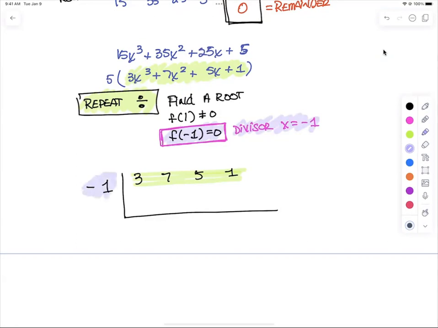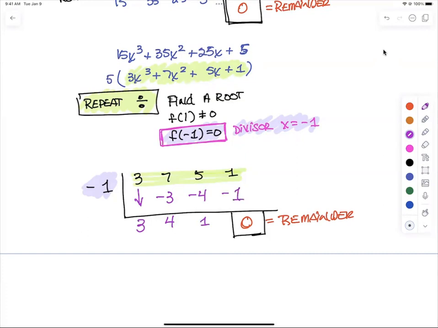And I know that when I get to the end right here, my remainder is going to be 0, which is exactly what I want it to be. My remainder will be 0. So here we go. Let's go through the process just to verify that we're right. So I'll let 3 drop down. And +1 times -1 is -1, giving me my remainder of 0.